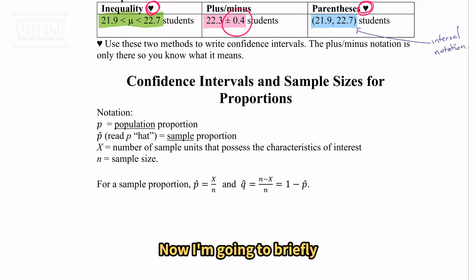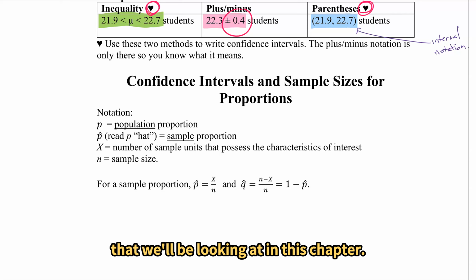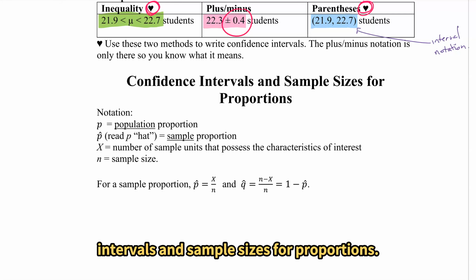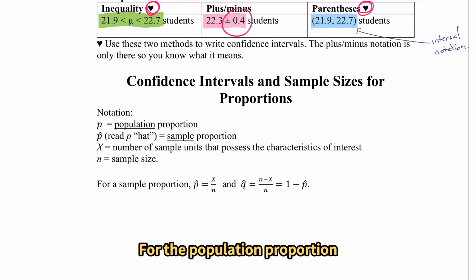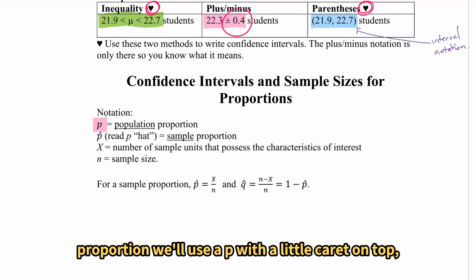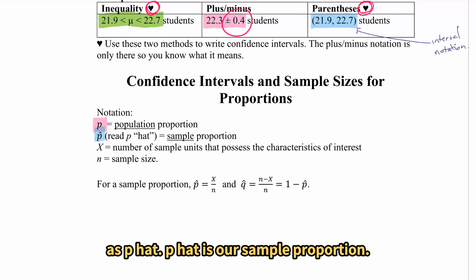Now I'm going to briefly run through the different confidence intervals that we'll be looking at in this chapter. Not the first one up, but the first one I have written here are confidence intervals and sample sizes for proportions. For the population proportion, we're going to use the symbol P. And for the sample proportion, we'll use a P with a little caret on top, and we read that as P hat. P hat is our sample proportion.